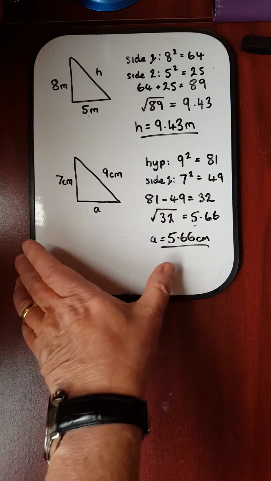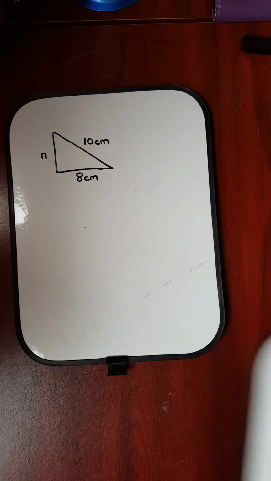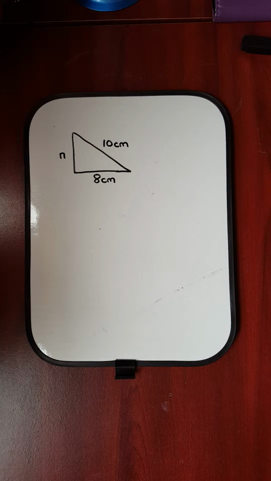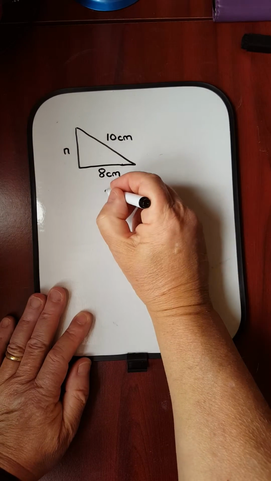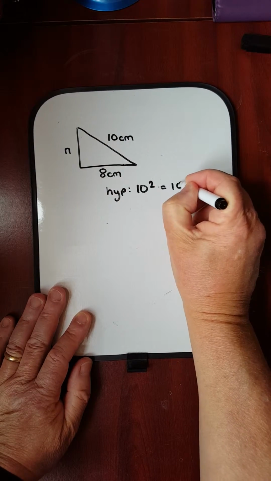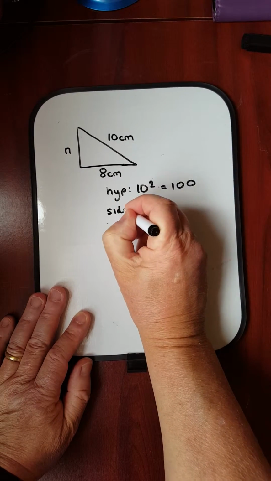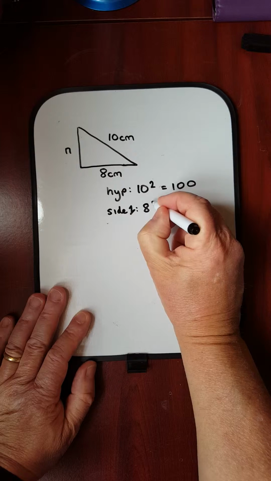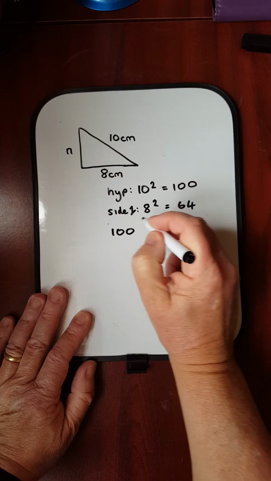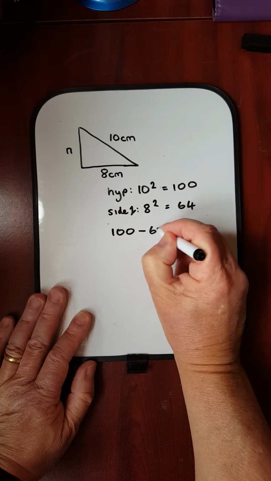Let's just do one more to make sure that we fully feel like we understand what we're doing. So once again, we've been given the hypotenuse as a measurement, and then we've been given one of the shorter sides, and we're being asked to find the other short side. So on here then, hypotenuse is 10. 10 squared is 100. The other side, side 1, is 8. 8 squared is 64. We're going to be doing 100 minus 64.